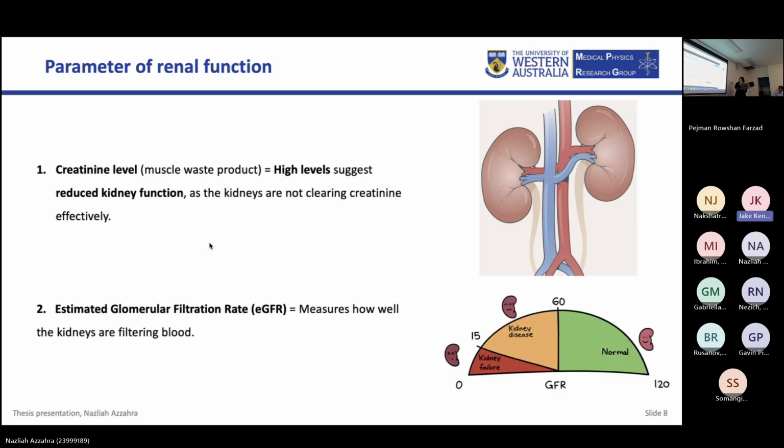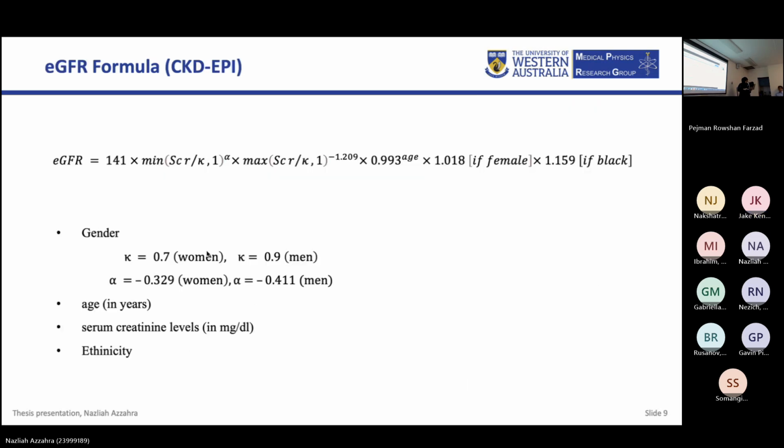The second parameter is estimated glomerular filtration rate, or eGFR. Basically, this measures how well or how fast the kidney is filtering the blood. eGFR is usually obtained using the formula like on the screen. It's calculated using a formula that considers age, sex, and ethnicity.